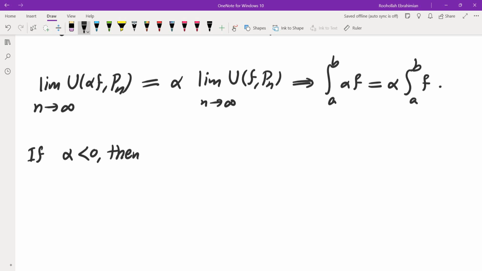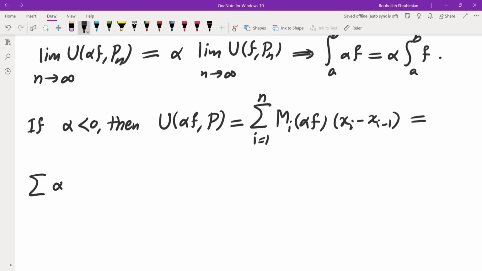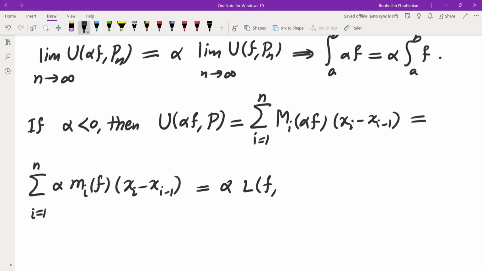If alpha is negative, then if you look at the upper sum of alpha f with respect to P, you get the sum of the supremum of alpha f, i equals 1 to n, times xi minus xi minus 1. Because alpha is negative, you can take the alpha out, but the supremum becomes the infimum, lowercase mi, of f times xi minus xi minus 1. Take out the alpha, and we get alpha times the lower sum for f.